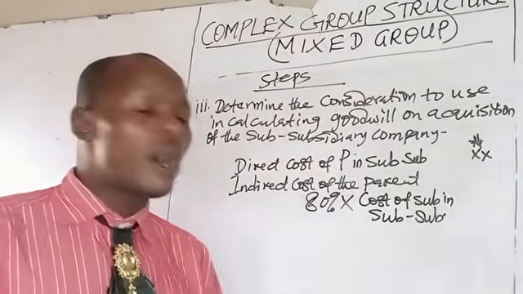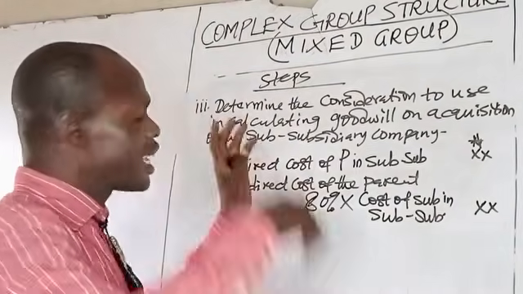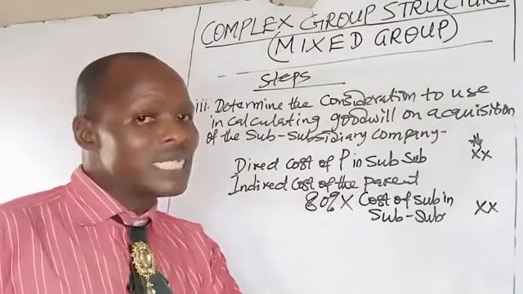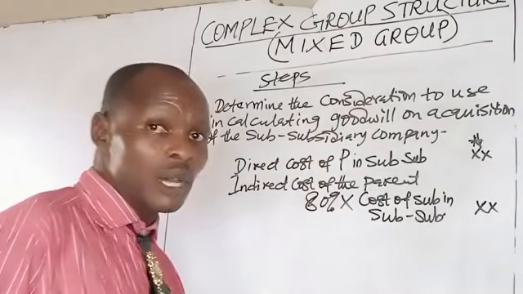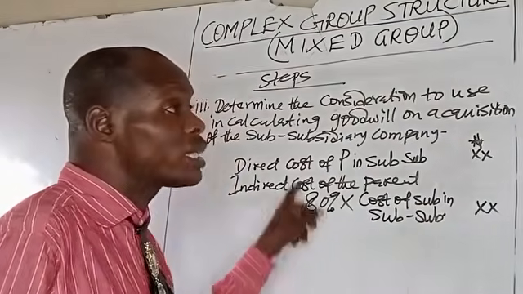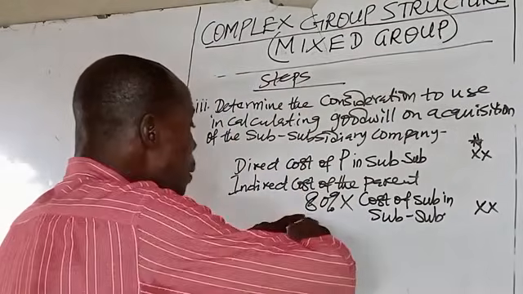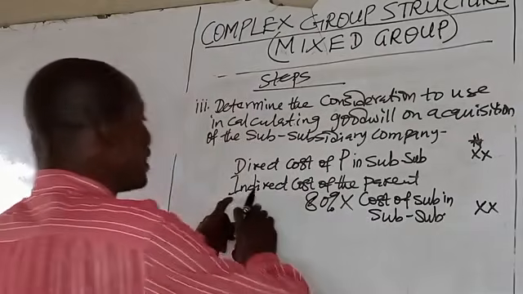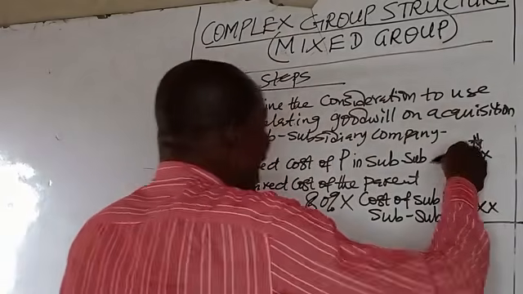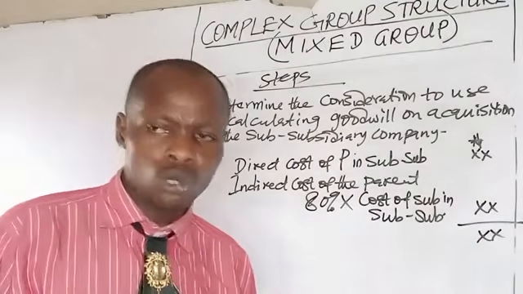How much does S1 pay in acquiring its stake in S2? Remember, what S1 acquired in S2 is 60% based on my earlier illustration. You are not going to use that 60% to apportion the cost. You use the 80% what parent acquired in S1. That is the percentage you are going to use to apportion that cost. So whatever you have, that is the indirect cost of the parent in the subsidiary company. When you add it and the direct cost, then you get the consideration to use in calculating goodwill.